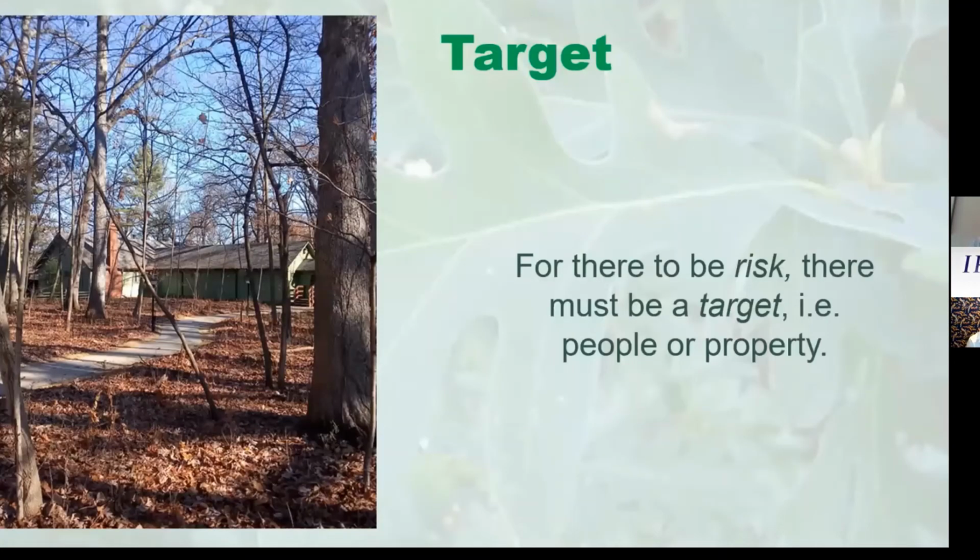So remember, for there to be risk, you have to have a target, meaning people or property. The philosophical question of if a tree falls in the woods and there's no one there to hear it, does it really produce a sound? Well, the corollary in the risk assessment is if a tree falls in the woods and there's no one there, is there any risk? Well, no, there isn't actually. But if there's a pathway underneath that tree, there is some potential risk, right? Because people walk on the pathway.